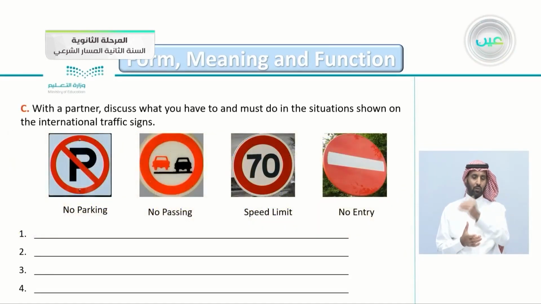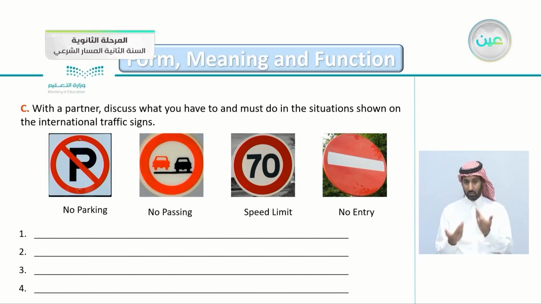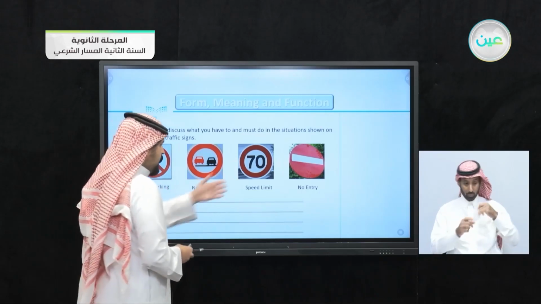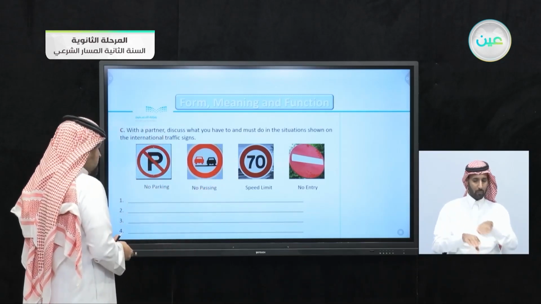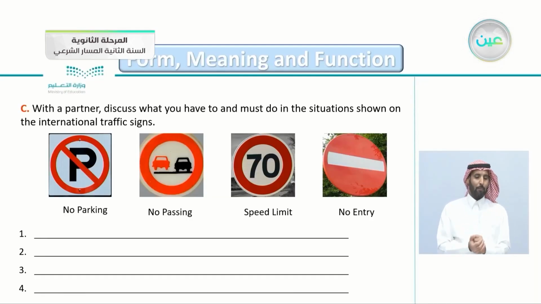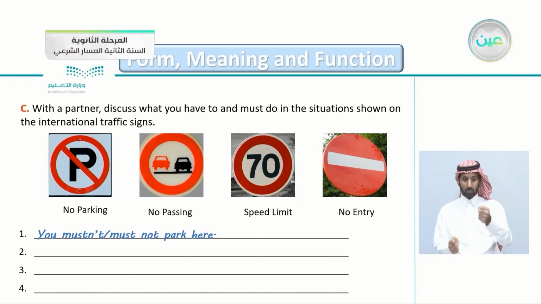So here's exercise C. With a partner, discuss what you have to and must do in the situations shown on the international traffic signs. Of course, you know all of these signs, you've seen them on the streets. No parking, no passing, speed limit, and no entry. So, number one, what do you have to do here? Yes, you say you mustn't or must not park here. With the no parking sign here, you can say you must not or you mustn't park here.